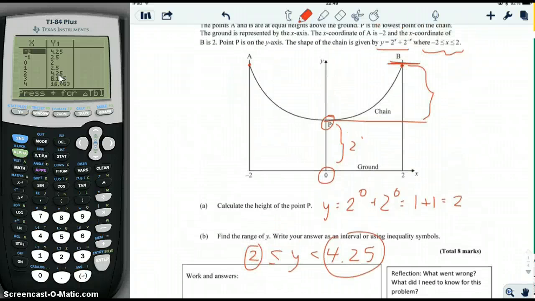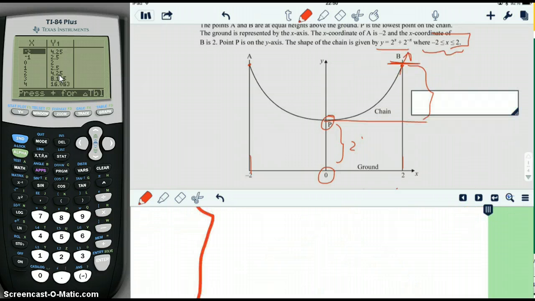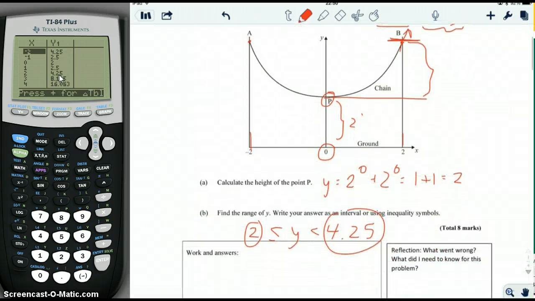And you might say, wait a second, but this goes up forever. But remember that the domain is specified to be -2 to 2. So we cut it off here, and that means it does not go up forever. It stops right there. So how can we figure this out without the calculator?